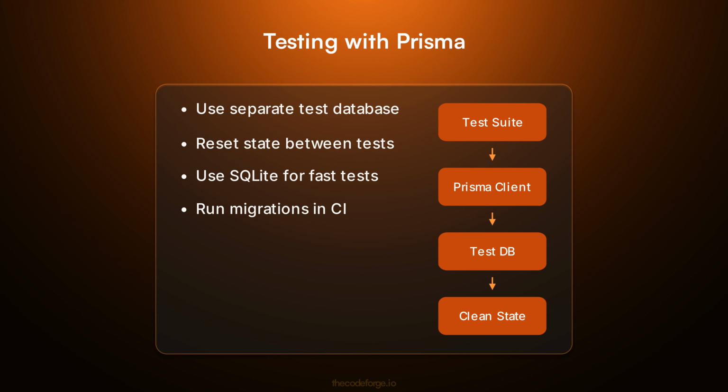Prisma 7 introduces adapters that decouple the engine from drivers. You can switch databases by changing one line in the schema. The provider field selects the adapter. Switching to SQLite is just changing the provider.